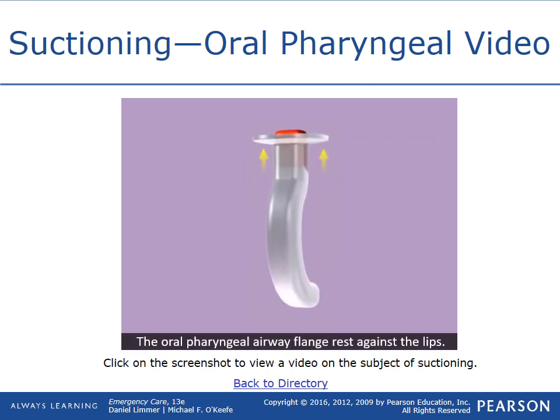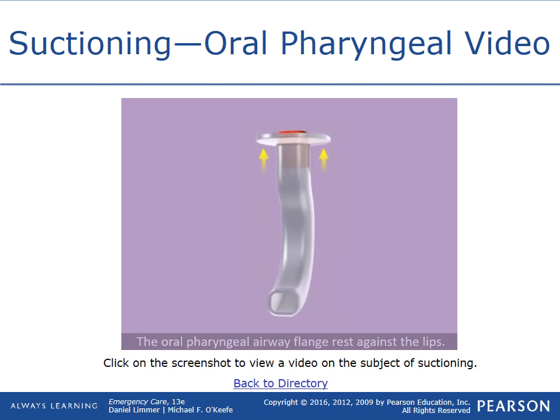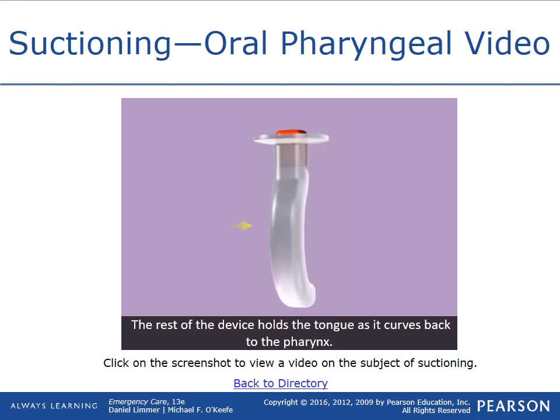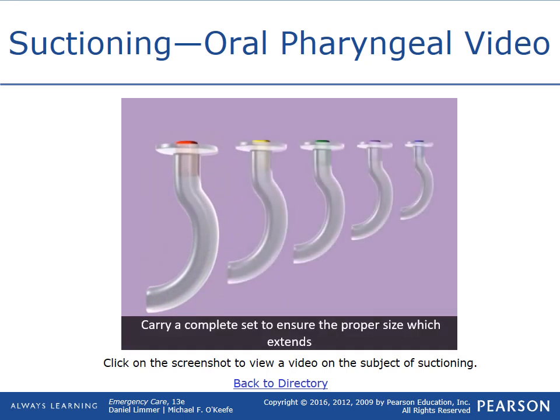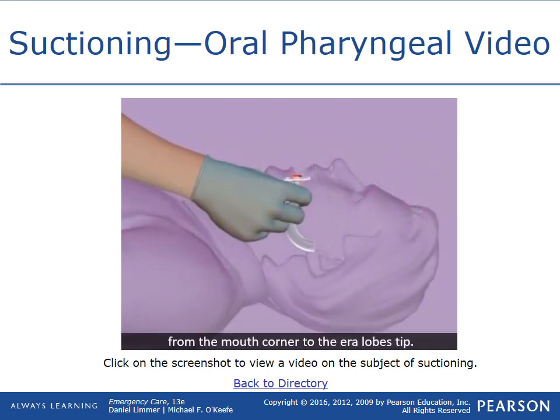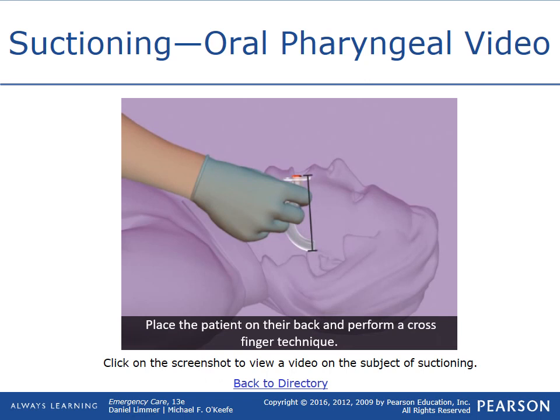The oropharyngeal airway flange rests against the lips. The rest of the device holds the tongue as it curves back to the pharynx. Carry a complete set to ensure the proper size, which extends from the mouth's corner to the earlobe's tip.